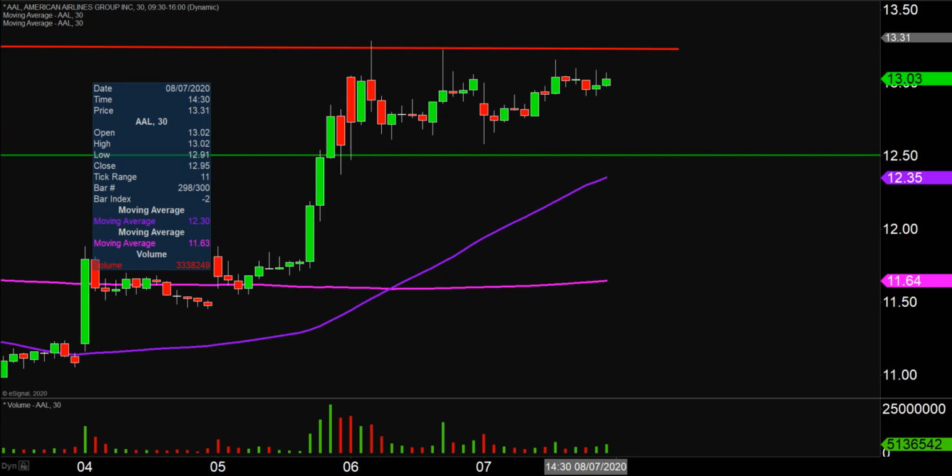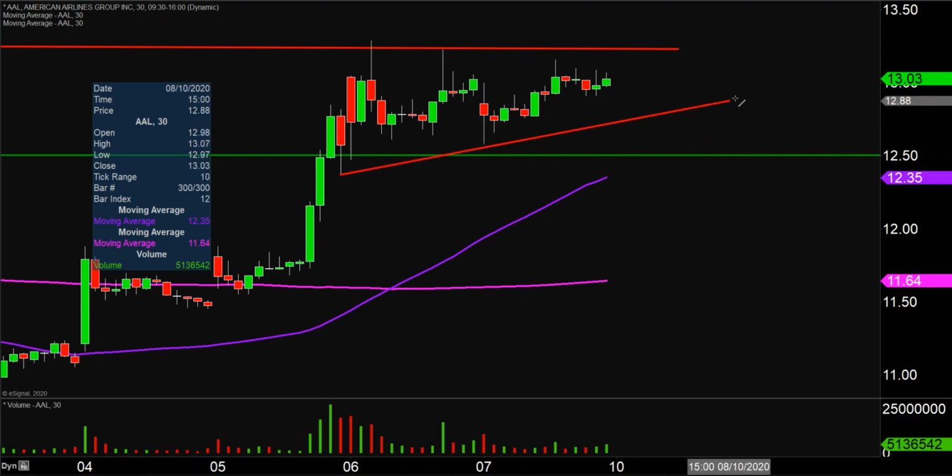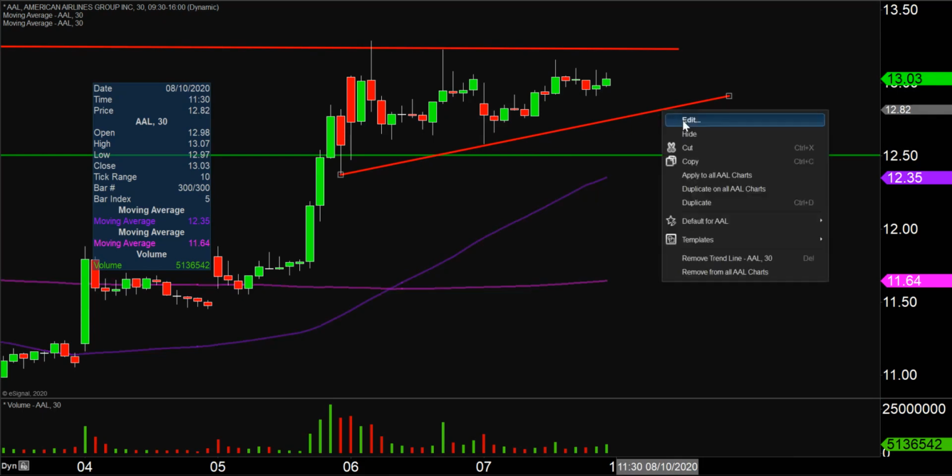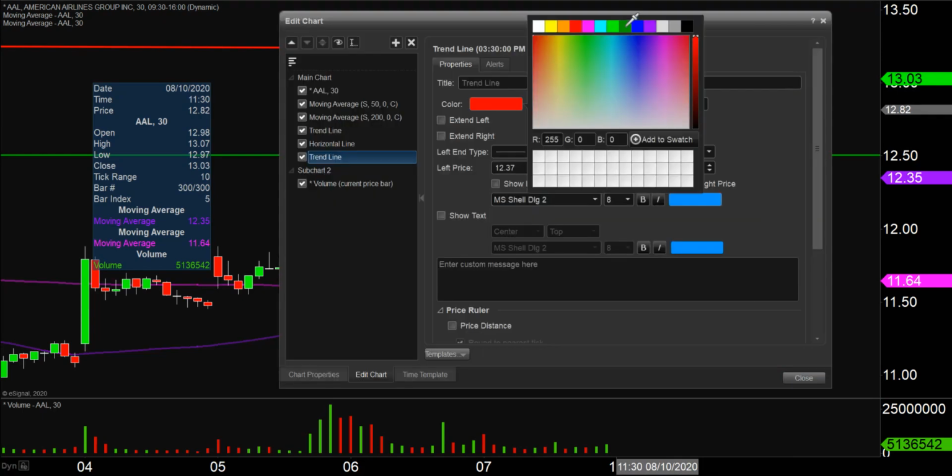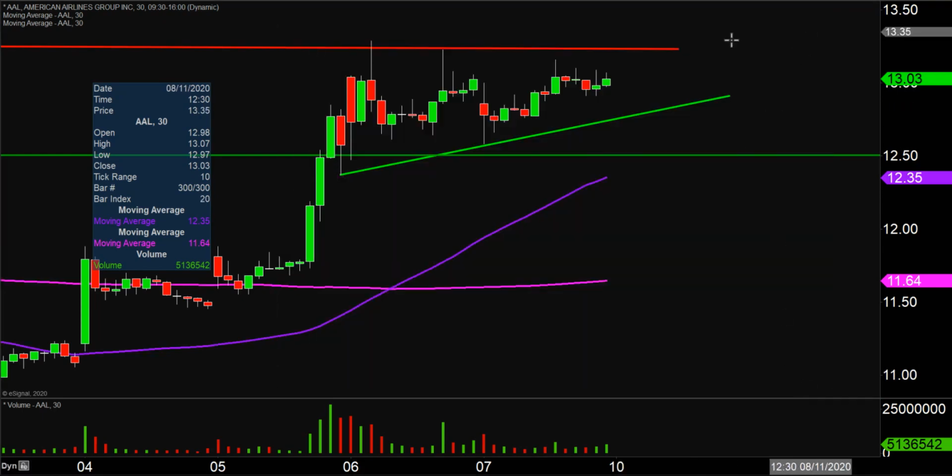But the level of support that really stands out to me, and I want to get marked just to see if it ultimately does result in anything, is this uptrending trend line right here, and I'm going to change that to green to represent bullishness there, and we'll make it a little different color green. But the key dynamic here is that there's actually a nice little wedge that's forming.